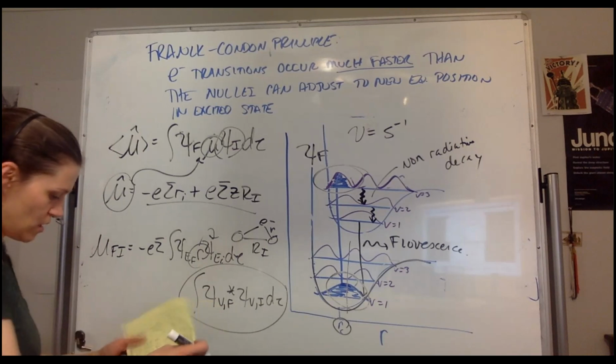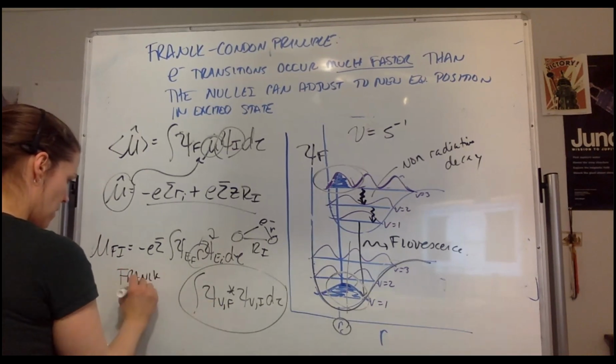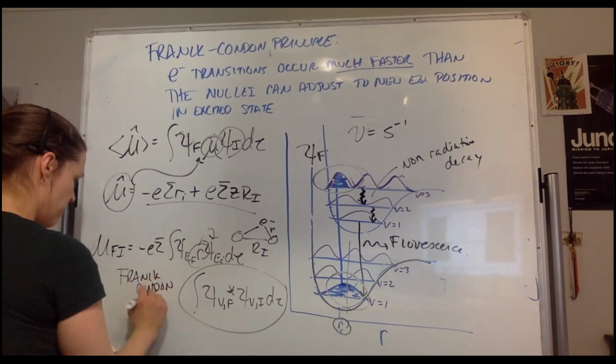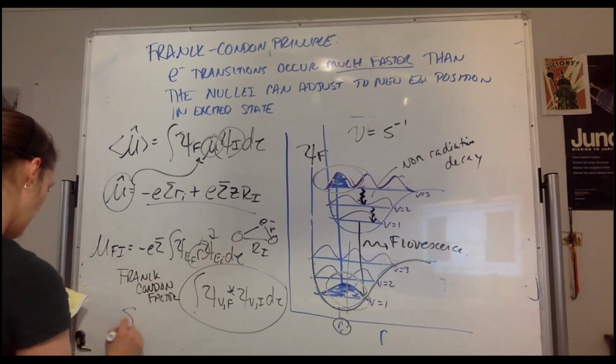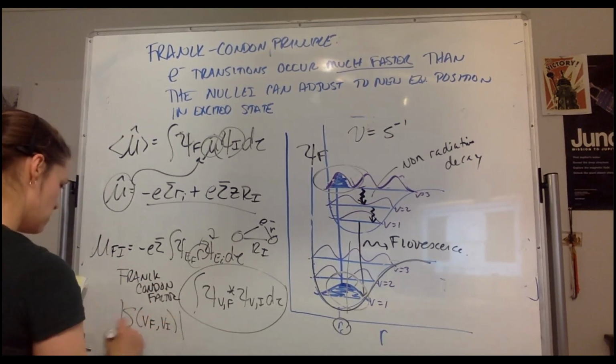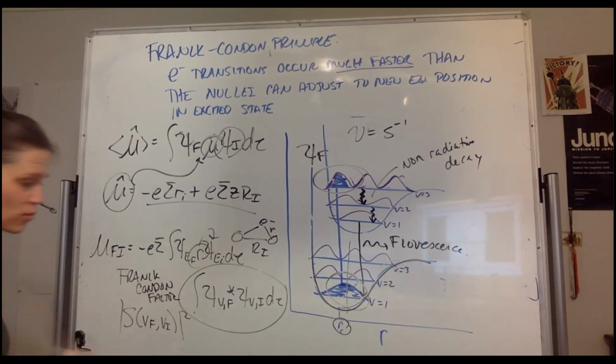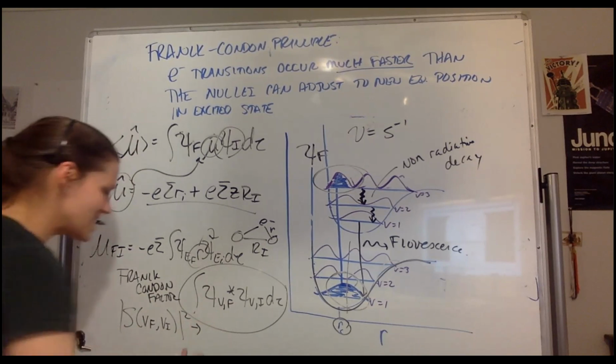Okay, so this is the Franck-Condon factor. And of course, we give it a fancy name, S, the integral of psi vibrational final with psi vibrational initial, squared, because we're going to square things. And that is essentially the transition intensity.